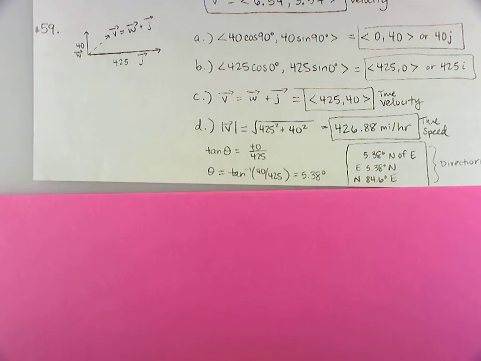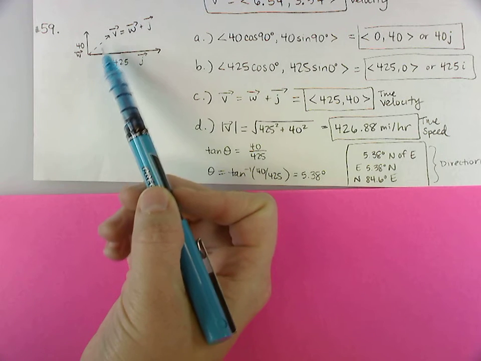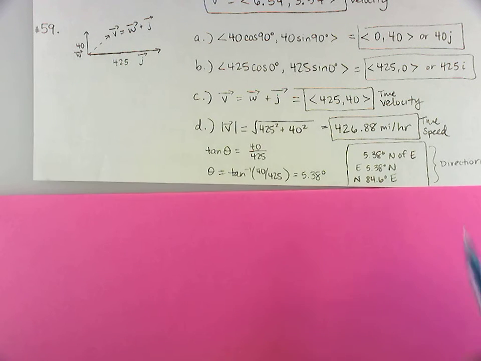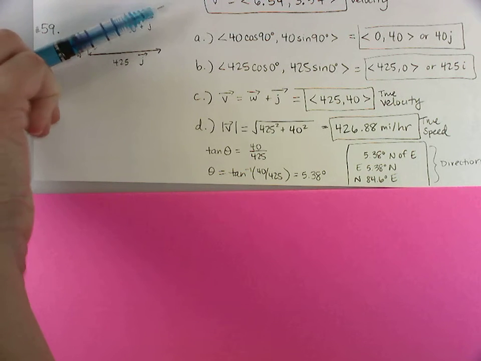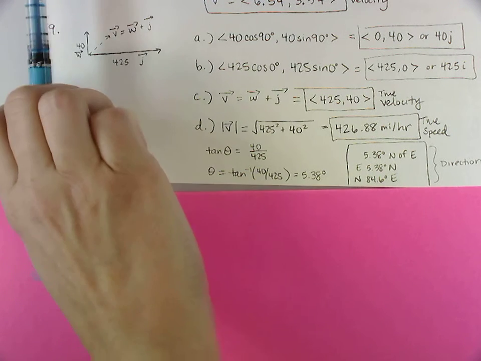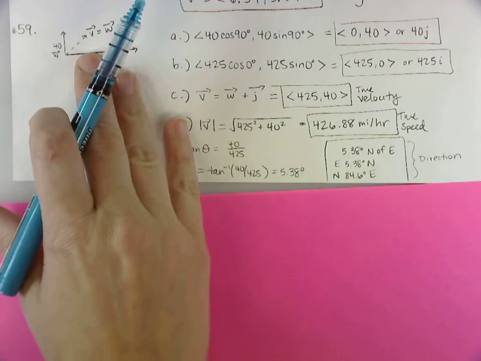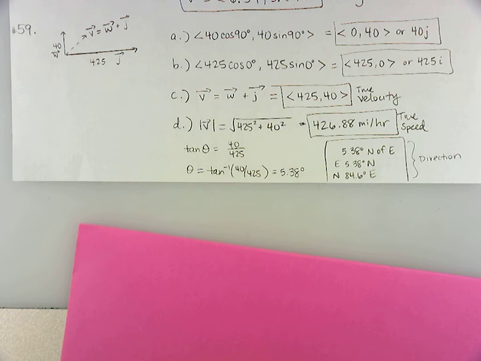And then you'll get 5.38 degrees. Again, the picture's really going to help because you can see from my result vector, I'm going in the northeast direction. So we could say north of east. We could say east, and then we would adjust 5.38 degrees north. We could start north and then adjust 84.6 degrees to the east. Okay, so any of those would be good for your direction.